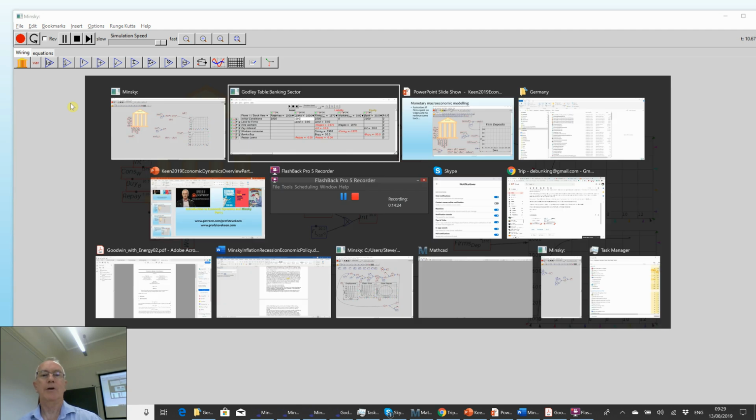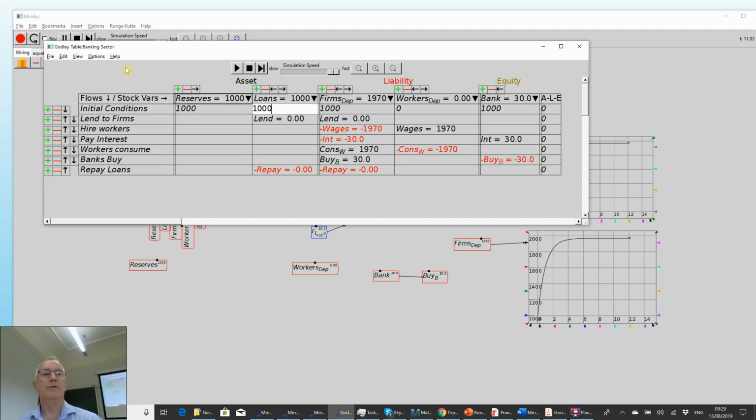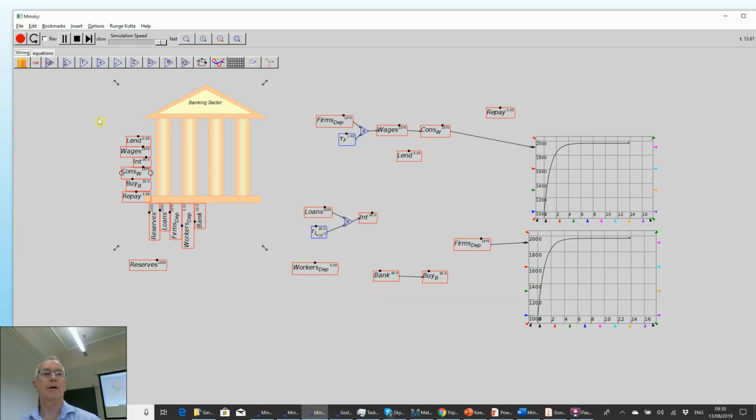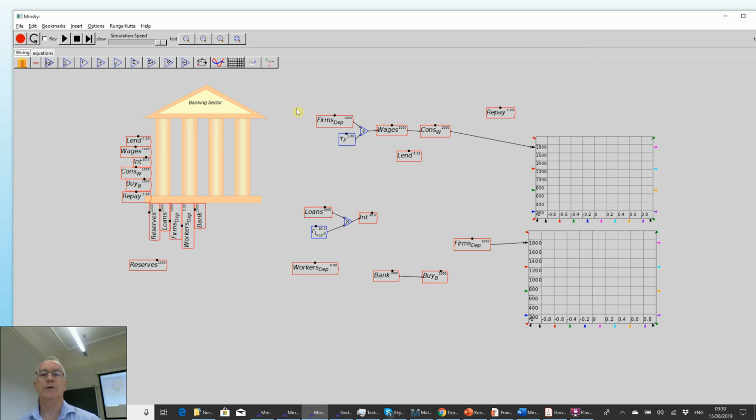If you take a look at the Godley table itself and look at the values, you find that wages are going out at 1970, consumption's coming back at 1970. There's no change in the amount of money in the firm sector because it's all circulating around. Okay, so if you actually want to illustrate what I'm talking about here, you just say, well, it just goes straight into wages and there is no consumption, so I delete that wire. Okay, now let's run it and see what happens.